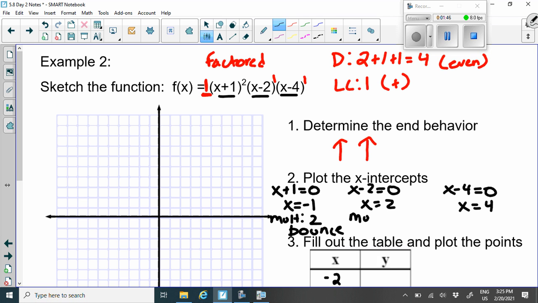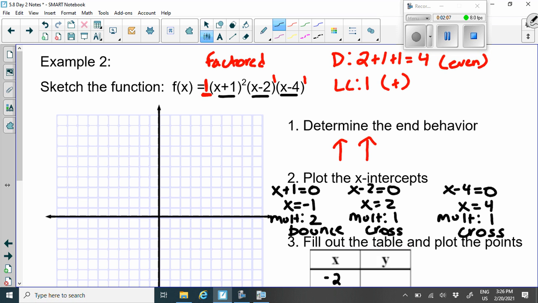Now the multiplicity on the factor x minus 2, which gives x equals 2 as our x-intercept, is 1. That's an odd number, so we're going to cross at that x-intercept. Lastly, on our factor of x minus 4, the multiplicity is also 1. That is odd, which means we also cross, okay?